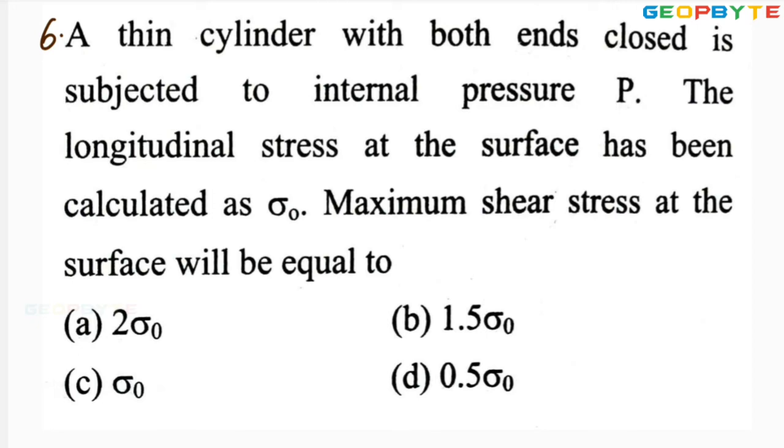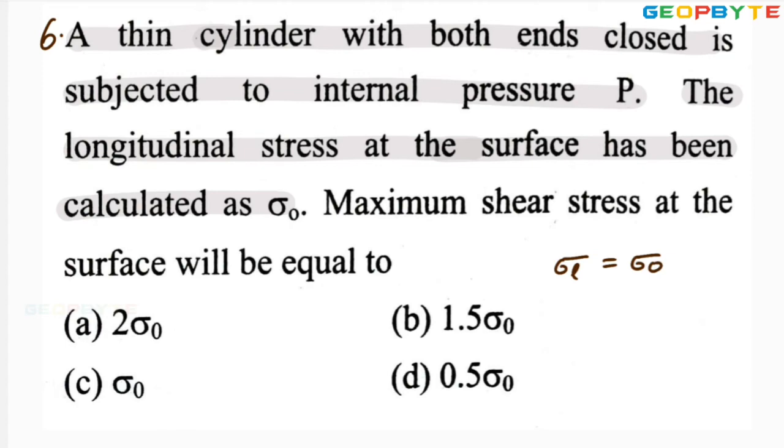Look at the sixth problem. A thin cylinder with both ends closed is subjected to internal pressure P. Pressure of the fluid given P. The longitudinal stress at the surface has been calculated as sigma naught. Here longitudinal stress equal to sigma naught. Maximum shear stress at the surface will be equal to. Here you are asked to find the maximum shear stress. How much?